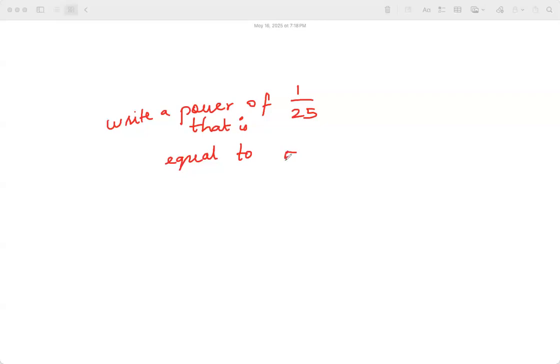How about this? Write a power of, this is fun actually, 1 by 25 that is equal to 5 power of minus 8.